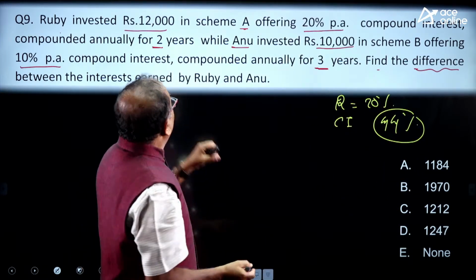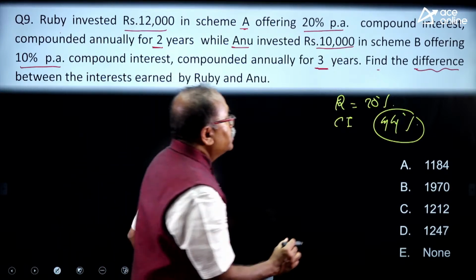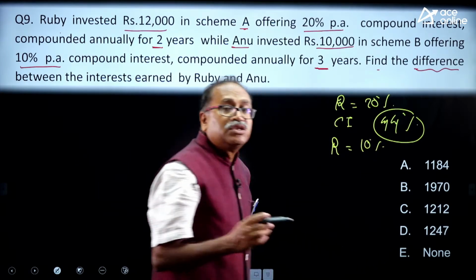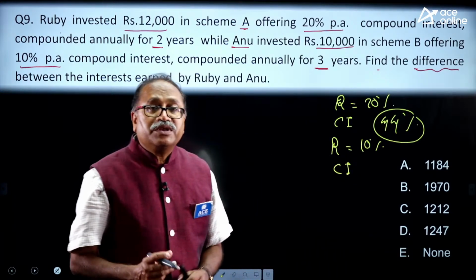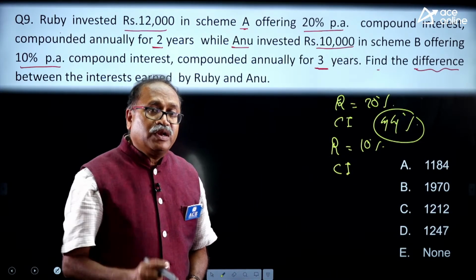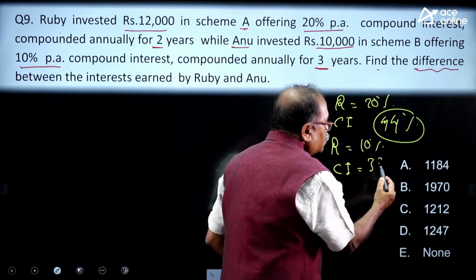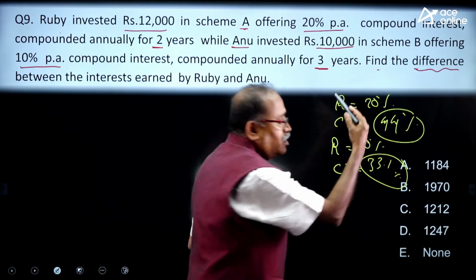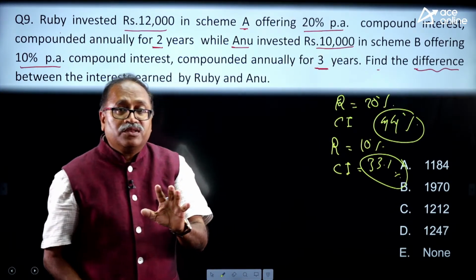What about the second one? The rate of interest is 10% per annum in the second one. So when R is equal to 10, how much will be the compound interest for 3 years in terms of percentage? 33.1%. That is the table we memorize in advance. So 33.1% is the interest Anno will be getting on 10,000.